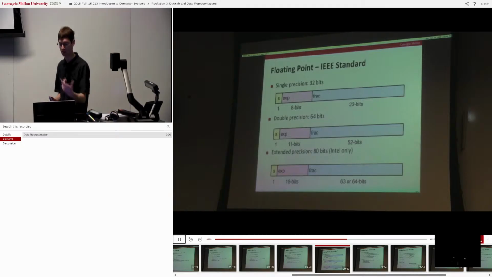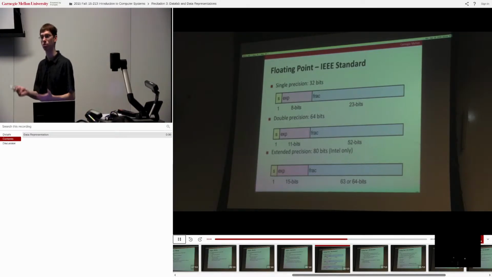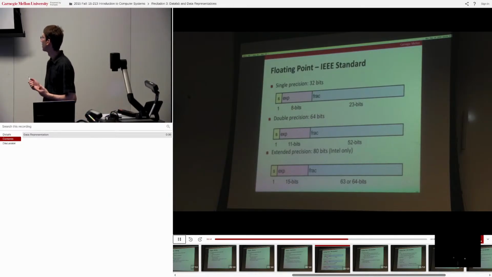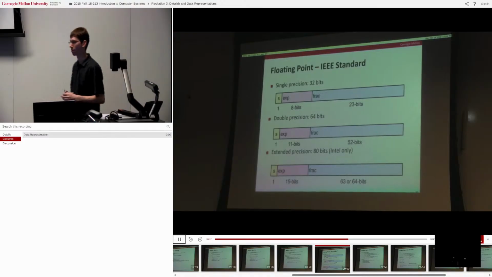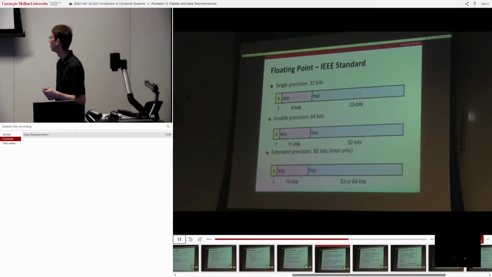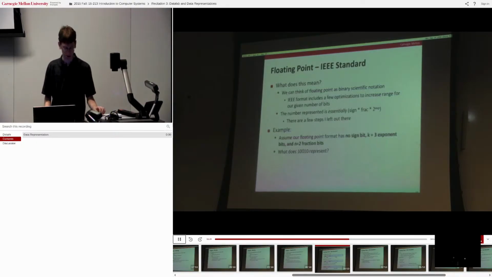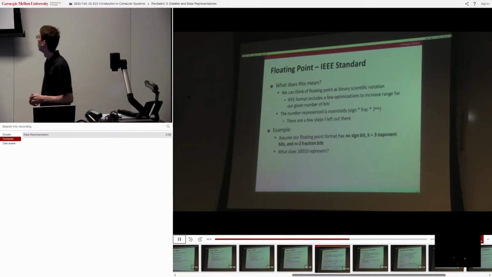But essentially we have some fractional component, and we're multiplying it by some exponent. It's like scientific notation, if you're familiar with that. There's also another 80-bit standard that's not as standard because it's not used everywhere. It's an Intel-only thing that gives you even more precision than a double, but those aren't used too often. So it's like a binary scientific notation, a simplified version of it, and we'll go over what it really is in a moment.